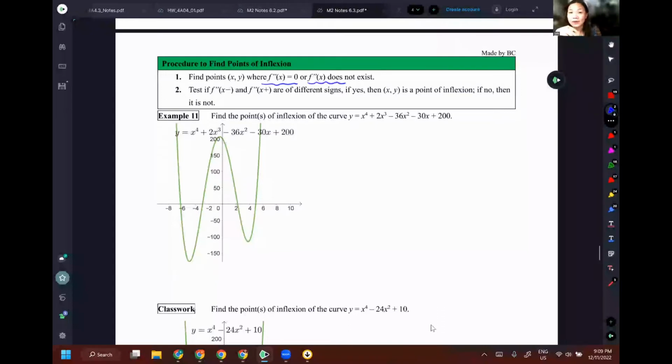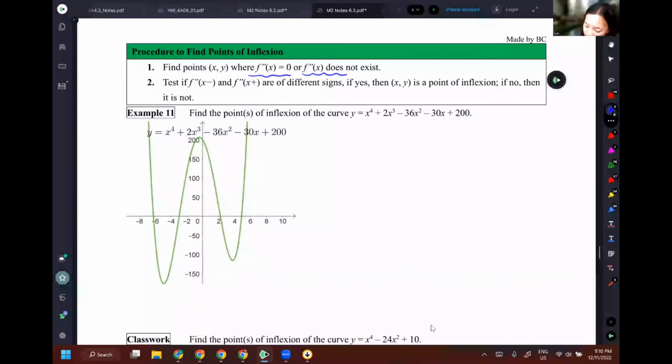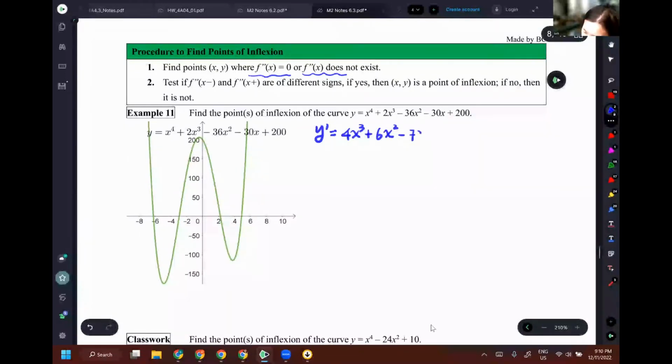This one as well. You find out, oh, these points may be the points of inflection, but everything has to be confirmed before you draw the final conclusion. I'll show you. This one is a polynomial. So the first derivative is 4x cubed plus 6x squared minus 72x minus 30.